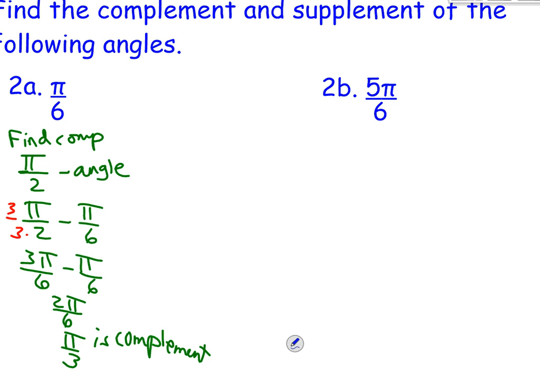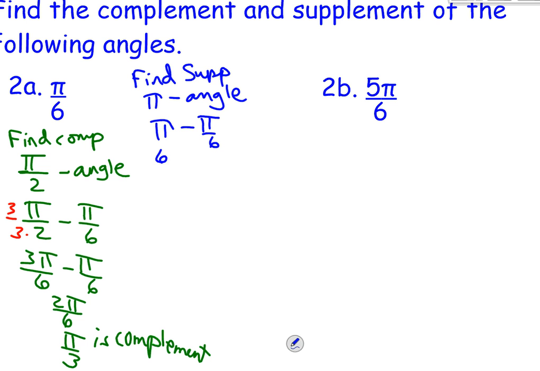And then to find the supplement, SUPP, I'll take pi minus the angle. So for this one, pi minus pi over 6. So pi is just 6 pi over 6 minus pi over 6. So 5 pi over 6 is the supplement.